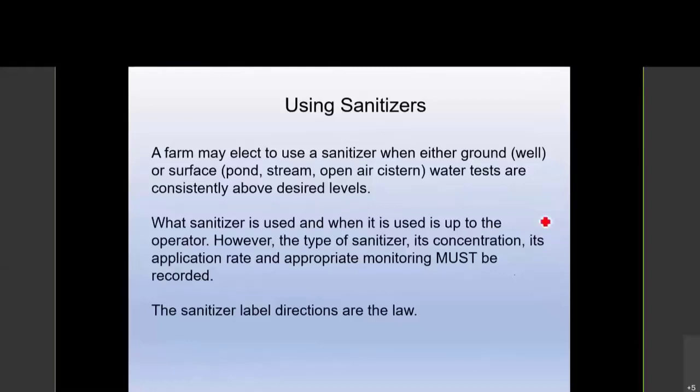We definitely frequently use it in the packing house. So whether you use it or whether you do not use it is up to the operator. Produce Safety Rule does not require you to use a sanitizer. But if you use it, Produce Safety Rule is going to say you've got to do it correctly. All right. That means that the type of sanitizer, the concentration, and the application rate has to be monitored throughout, and everything is recorded. And the sanitizer label directions are the law.